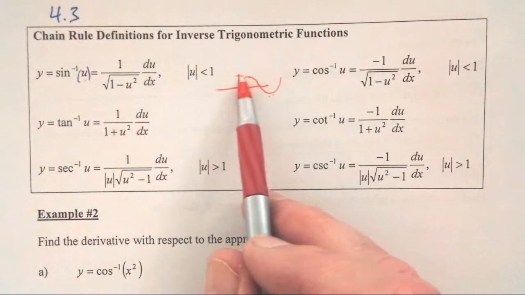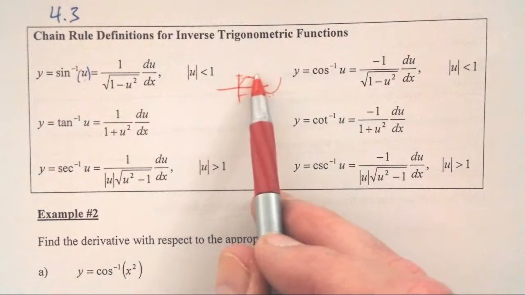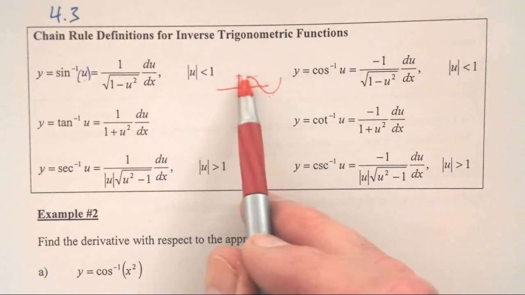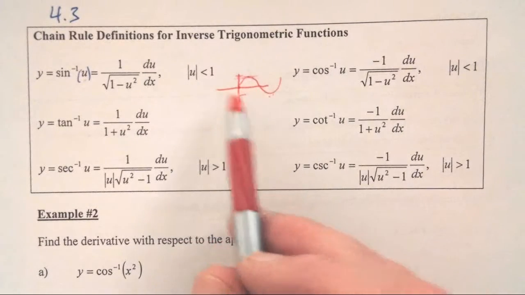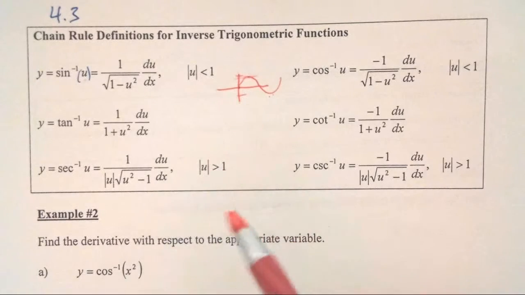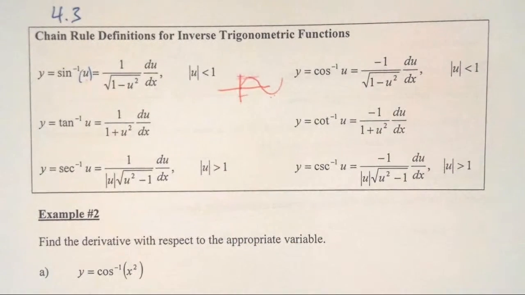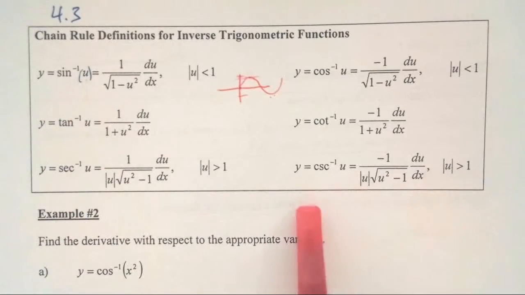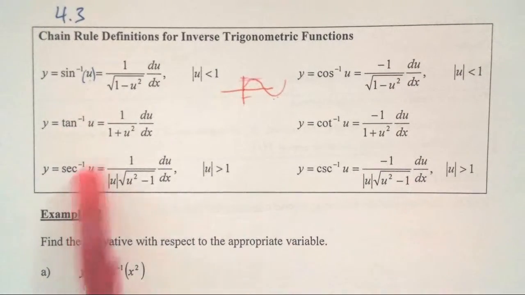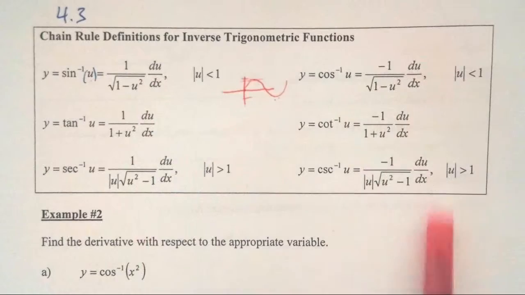Take a look at this. If sine's slope is horizontal right here, sine inverse's slope would be vertical. So u cannot be 1 as well. So those restrictions pretty well take care of themselves, or you'll come up with some weird algebraic error, a division by 0 kind of thing. So anyway, here's our 6 rules. If it was just x, then we would just ignore the du dx's after that.